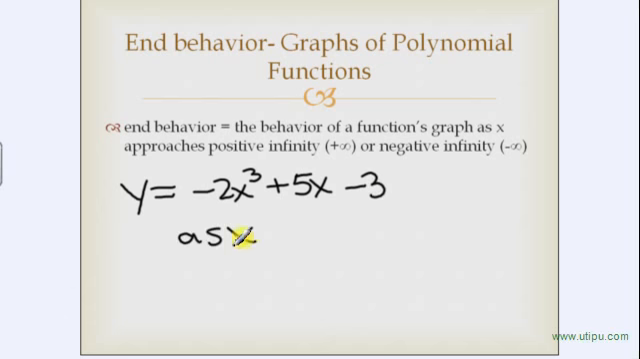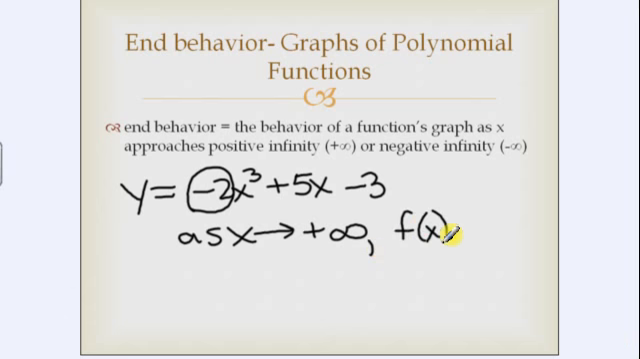As x approaches positive infinity, I'm going to look at the leading coefficient to determine what the function is going to do. Because my leading coefficient is negative, I know that the graph f of x, or y, is going to approach negative infinity. That will be its right end behavior.